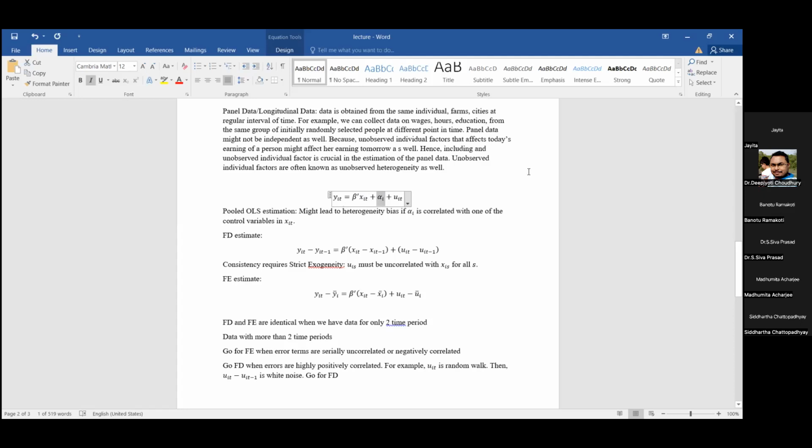But if I go for a simple estimation over here, say a person is highly educated because the initial ability is very high, then education and ability can be correlated. If that happens, I have an inconsistent estimate. So I have to remove this alpha_i for the estimation. How can I do that? I can go for a first difference, or I can go for a fixed effect. First difference and fixed effects are identical for T equals 2. But for T greater than 2, sometimes fixed effect is better, sometimes first difference is better. I really do not know what to choose. So the suggestion is to go for both of them and then do the estimation.